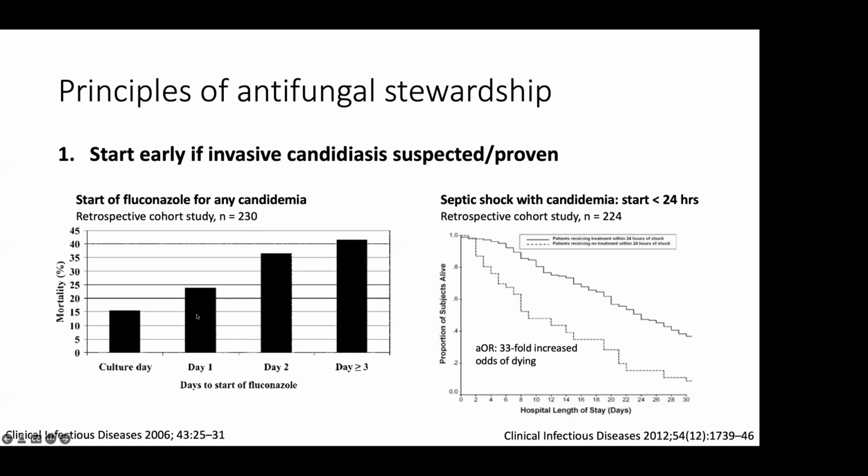The one on the left involved 230 patients, and this was timing of start of fluconazole for any candidemia, and you can see that the longer you go out from the day of culture, the higher the mortality. And this was replicated in a cohort of patients who had septic shock and then were identified as having candidemia on blood culture. And there was a survival benefit if they were started on an antifungal agent, an anti-Candida agent, within 24 hours after the blood culture was taken. And that was really a massively increased odds of dying if antifungal therapy was delayed in these high-risk patients.